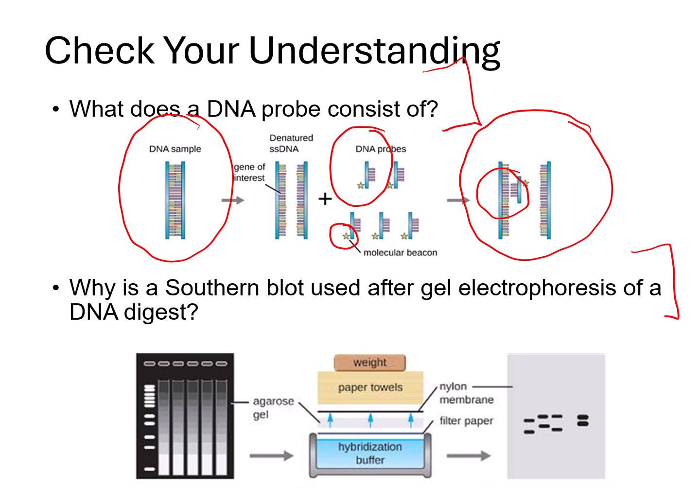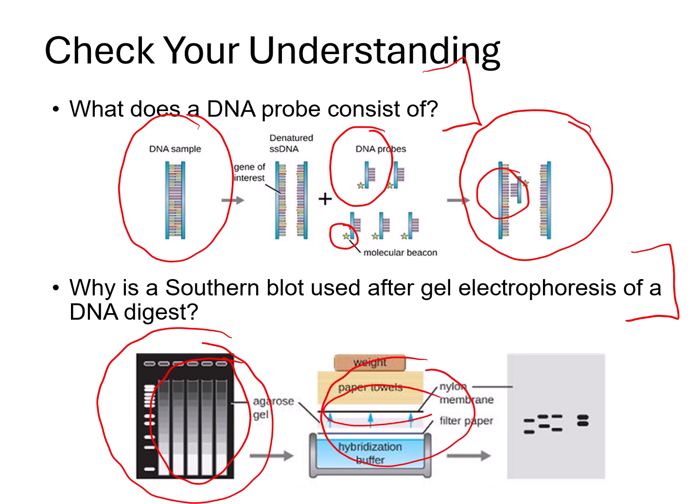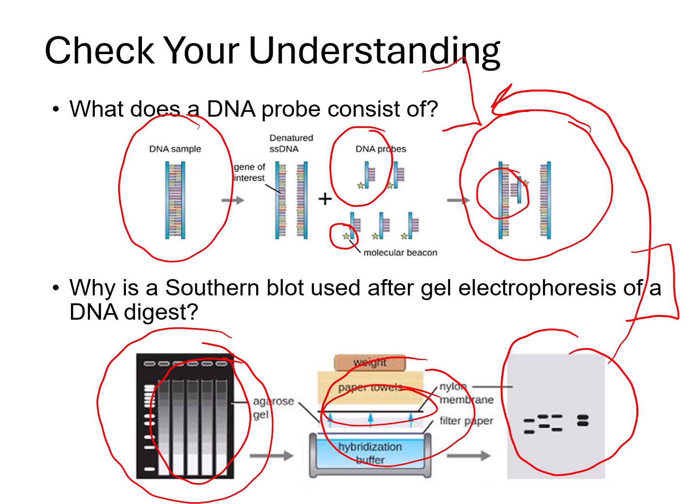And our second checkpoint question asks, why is a southern blot used after gel electrophoresis of a DNA digest? So after gel electrophoresis, DNA fragments are separated by size, but remain mixed in the gel. So the southern blot can transfer these fragments to a membrane. So here's my membrane, which can then be probed by using a labeled DNA sequence. So the probes we just talked about up here. So this step identifies whether the specific target gene or sequence is present amongst all of those fragments.